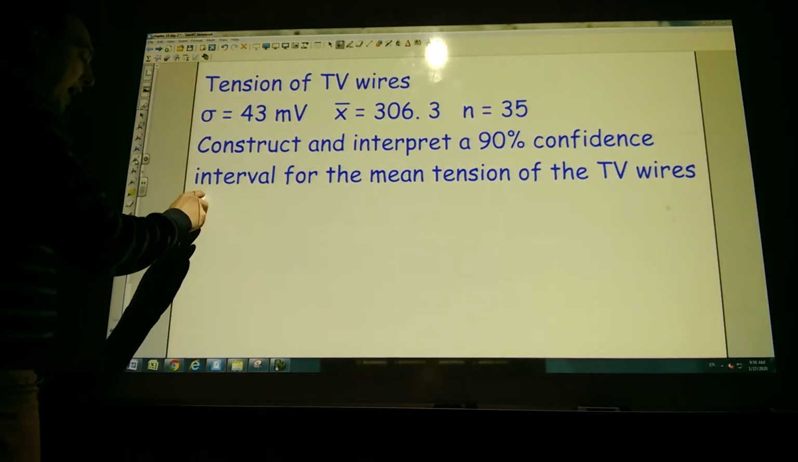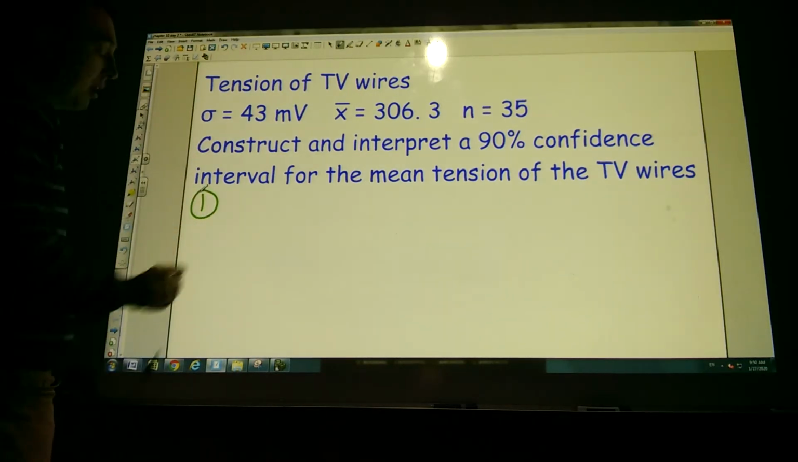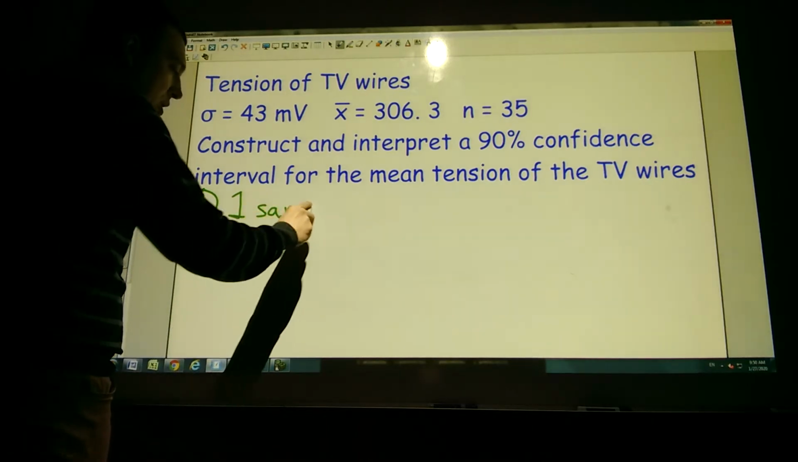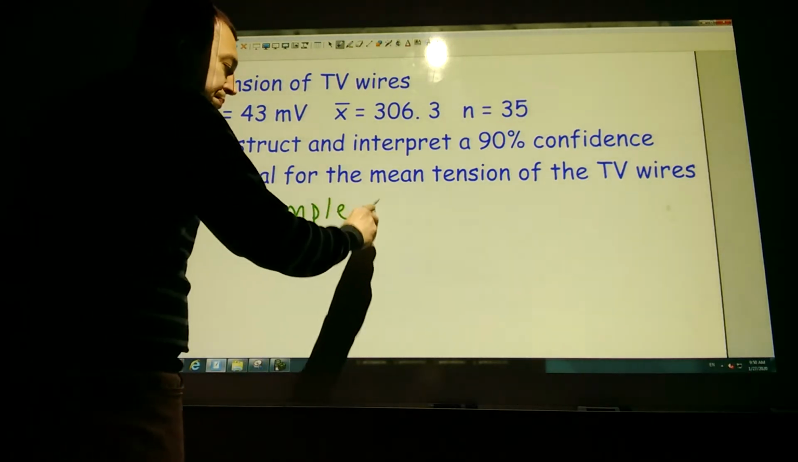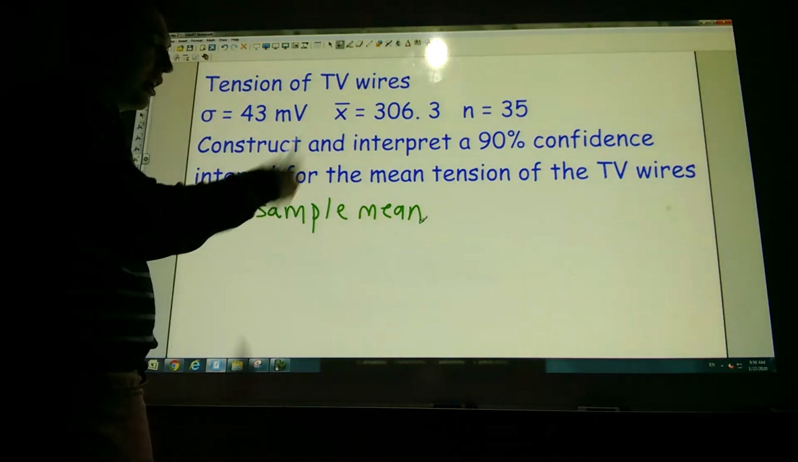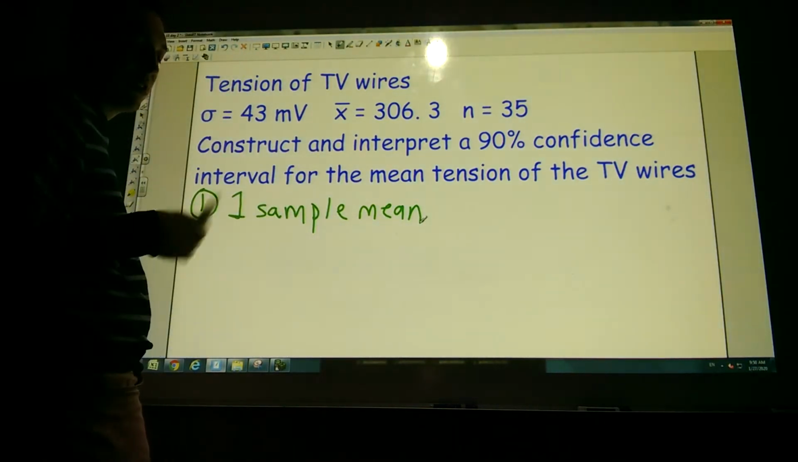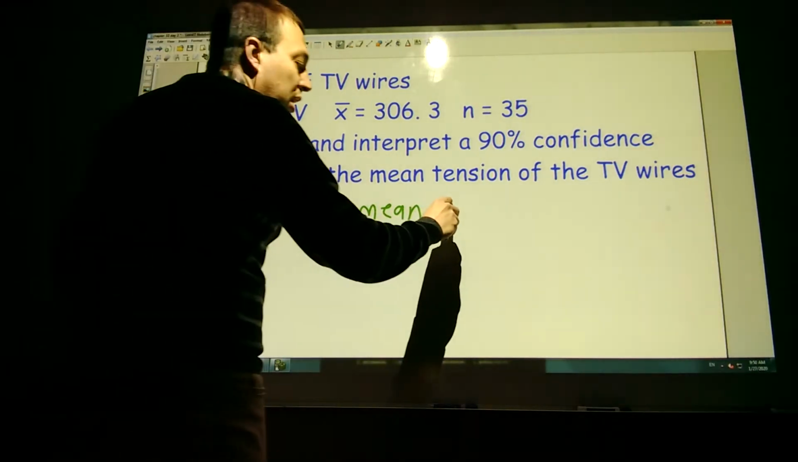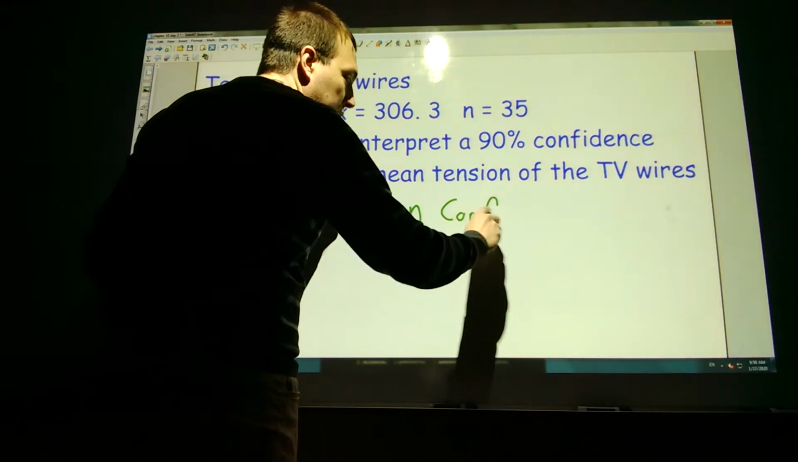So step 1 is give it a name. It is a 1 sample mean, and this is a confidence interval. Later on in chapters 11 and 12, we're going to do something else. But so this is a 1 sample mean confidence interval.